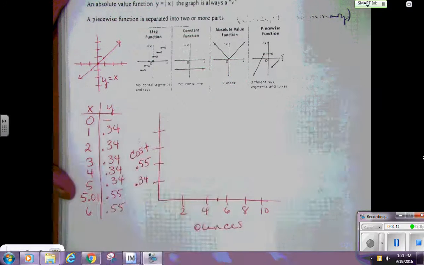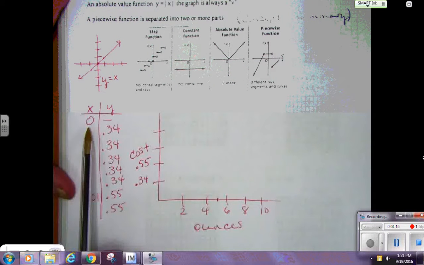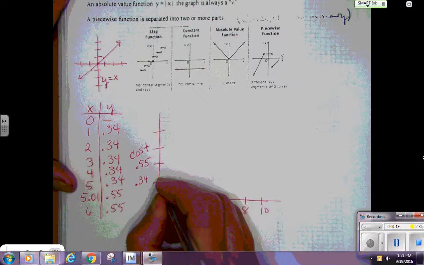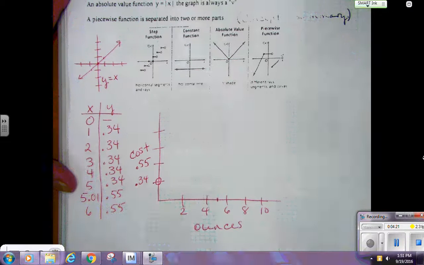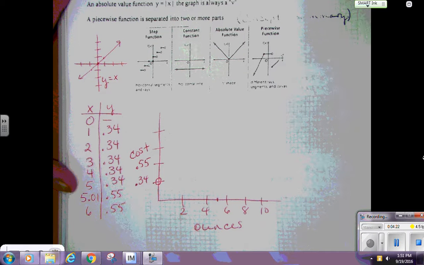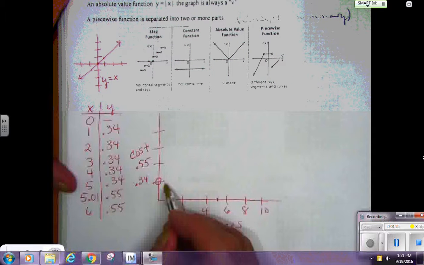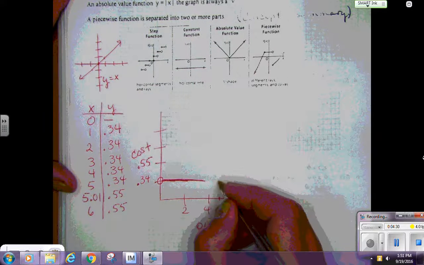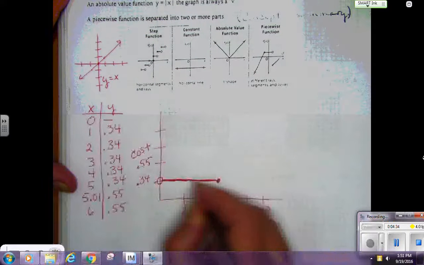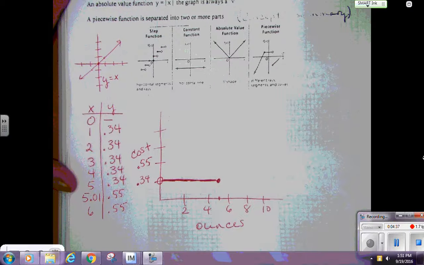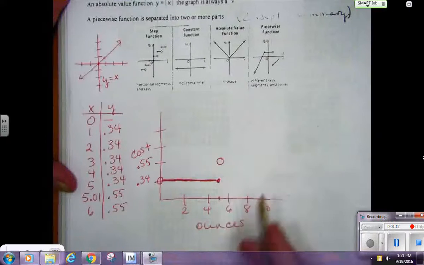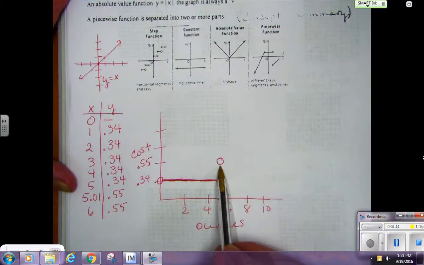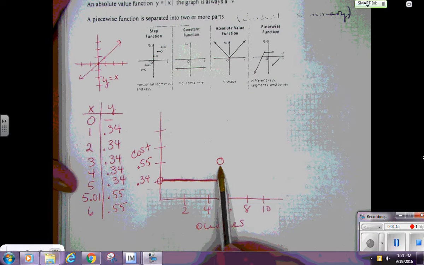When you're graphing this, at 0 ounces, there's no cost, so I'm going to have an open circle there at 0.34. But anything after that, you're going to have a steady cost of 34 cents until you get to 5 ounces. And that's where the 34 cents ends. Anything over 5 ounces jumps up to 55 cents. So I'm going to have an open circle right above the 5 because it doesn't include 5, but everything over 5.